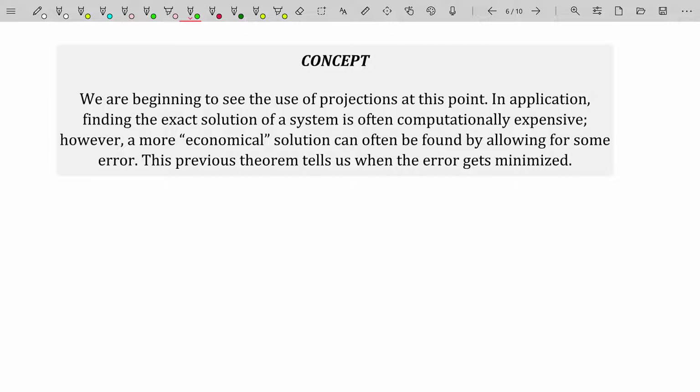However, a more economical solution can often be found by allowing for some error, some wiggle room. This previous theorem tells us when the error gets minimized. If you're one of my students, I might have talked with you about this in class, where you basically try to minimize the distance in dimension to your target solution. That's basically what's happening here. You want to minimize the distance between your current vector and a subspace. And that minimized distance in this instance is going to be the length, or the norm, or the magnitude of the projection of y onto W perp.